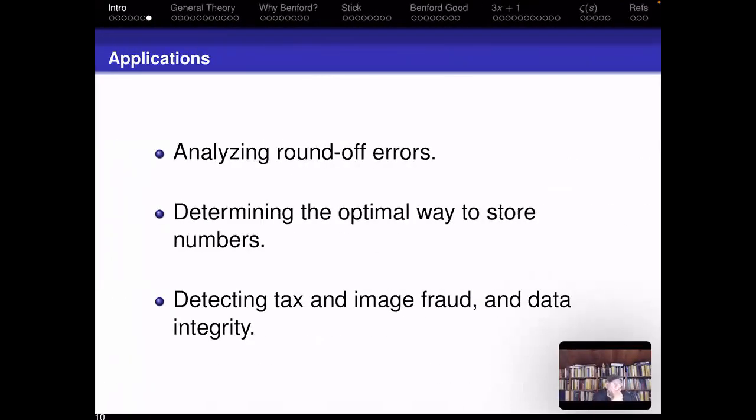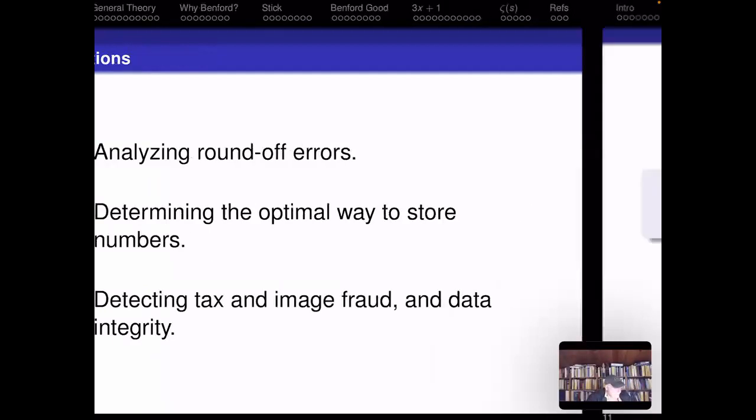Some of the big applications are analyzing round-off errors and optimal ways to store numbers in computer science. And then, huge applications by the IRS and others in terms of detecting tax and image fraud, data integrity. This can also be used by security organizations. If you are familiar with steganography, the art of hiding messages, hiding an image in an image, you can actually use Benford's law to determine if an image has been modified, and thus if it's likely that there's a message hidden inside of it.